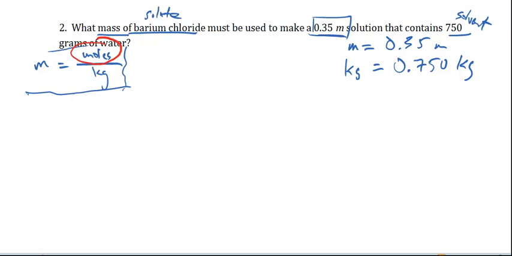This is what we need to solve for. So moles equals molality times the kilograms of solvent. Let's put the numbers in from the problem. When we do that, we'll know the number of moles of barium chloride required to make this concentration of solution. Then, to get the actual mass, it's a small, easy conversion from moles to mass. We've done that a lot. So let's plug in.